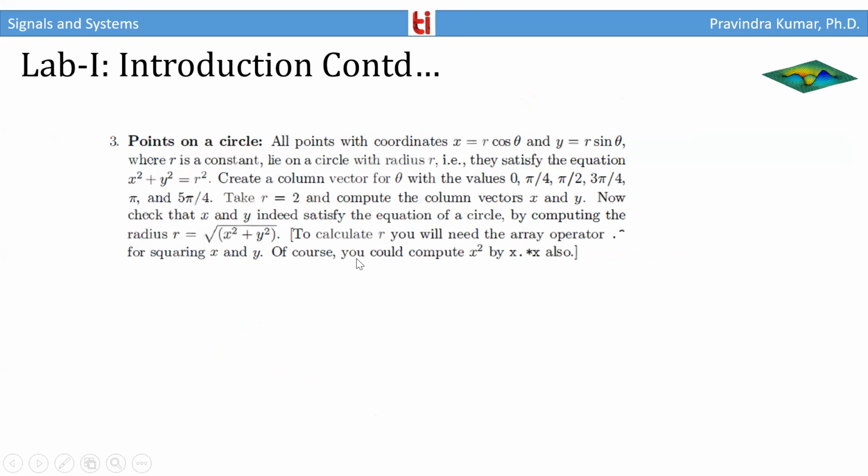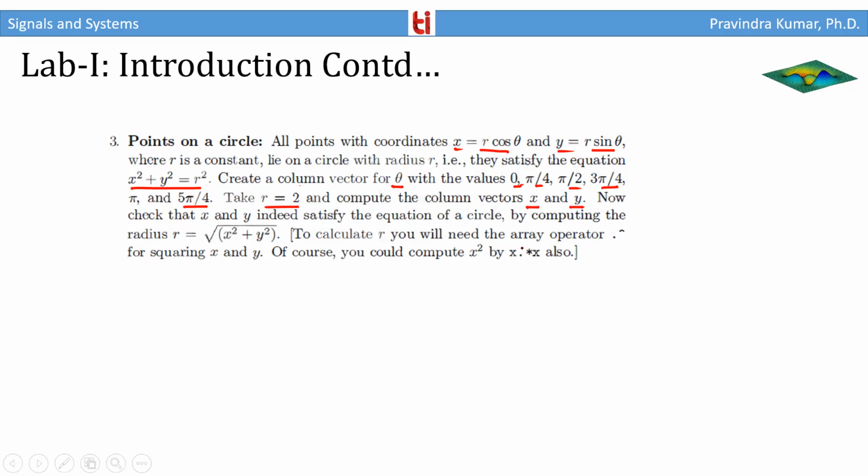Now, this is one question. The coordinates are x is equal to r cos theta, y is equal to r sin theta in the circle, and x square plus y square is equal to r square. Create a column vector theta with values 0, pi by 4, pi by 2, 3 pi by 4, pi, and 5 pi by 4. Take r is equal to 2 and compute the column vectors x and y. Now check that x and y satisfy the equation r is equal to under root x square plus y square.